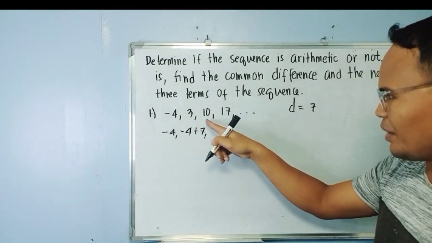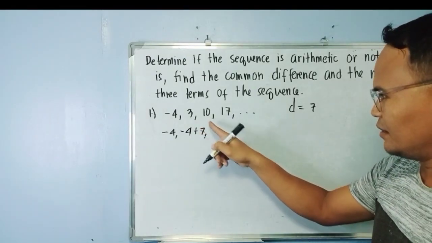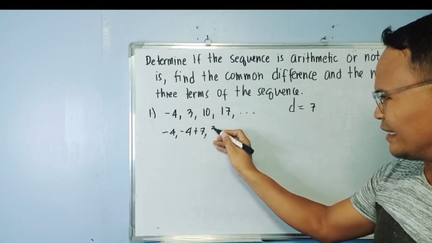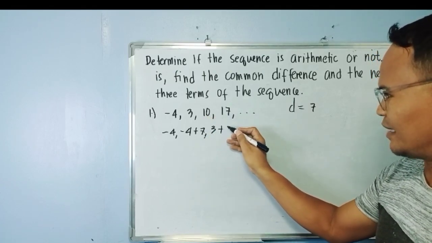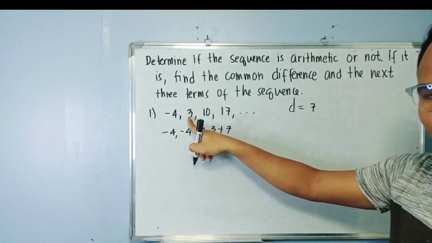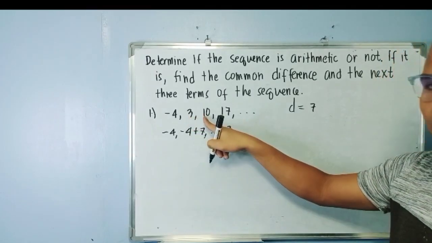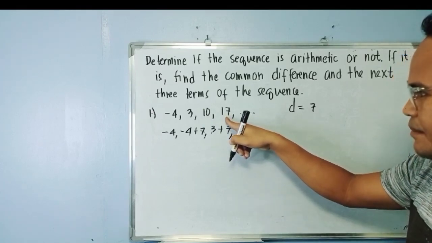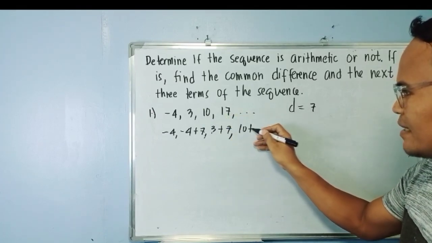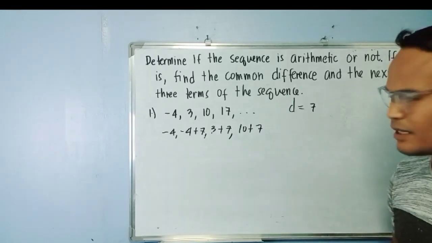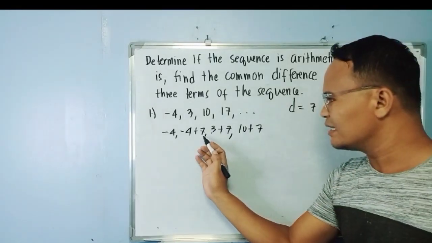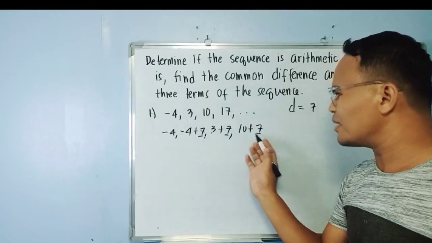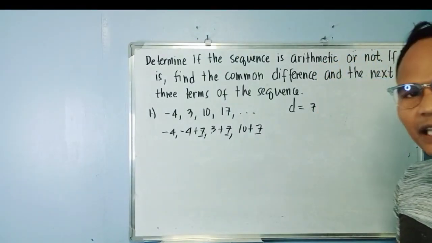Now, we can also write here the third term, 10. We say 3 plus 7. 3 is the second term, right? 3 plus 7 is 10. It's correct. We can also write the fourth term as 10 plus 7. So what is common? The common here is we added a constant term to each term in obtaining the next term.